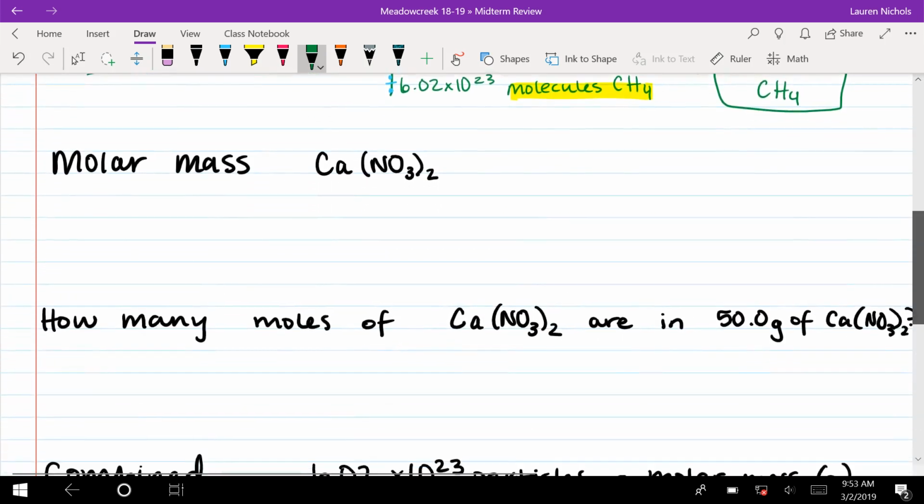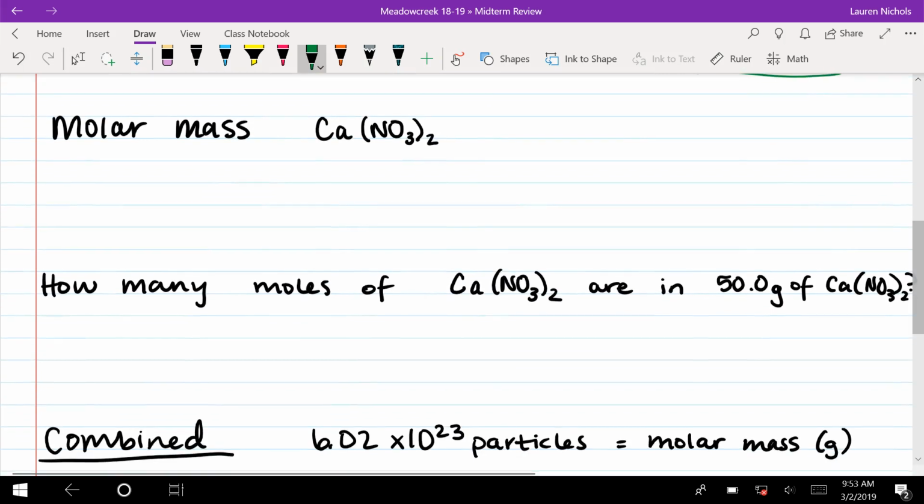Okay, so let's take a look at molar mass. Remember, molar mass comes up all the time, so it's something to remember and keep up with. So in molar mass, your molar mass is always equal to 1 mole. So Avogadro's number was equal to 1 mole, molar mass is equal to 1 mole.